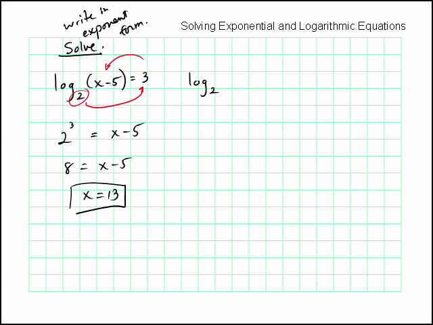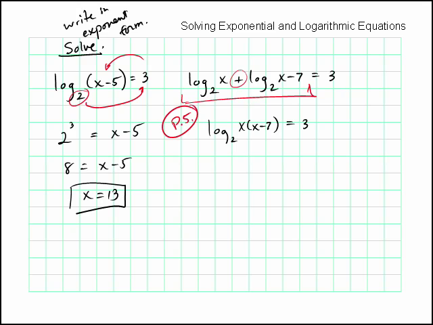Log base 2 of x plus log base 2 of x minus 7 equals 3. Okay, now before I can put this one into exponent form, I have to combine the two logs into a single log. These two logarithms are added together, and so if we use one of our properties of logarithms, the addition can be turned into multiplication. This is the log of x times x minus 7 equals 3. Okay, I believe that was our property 5 in the last lesson. The addition can be turned into multiplication.